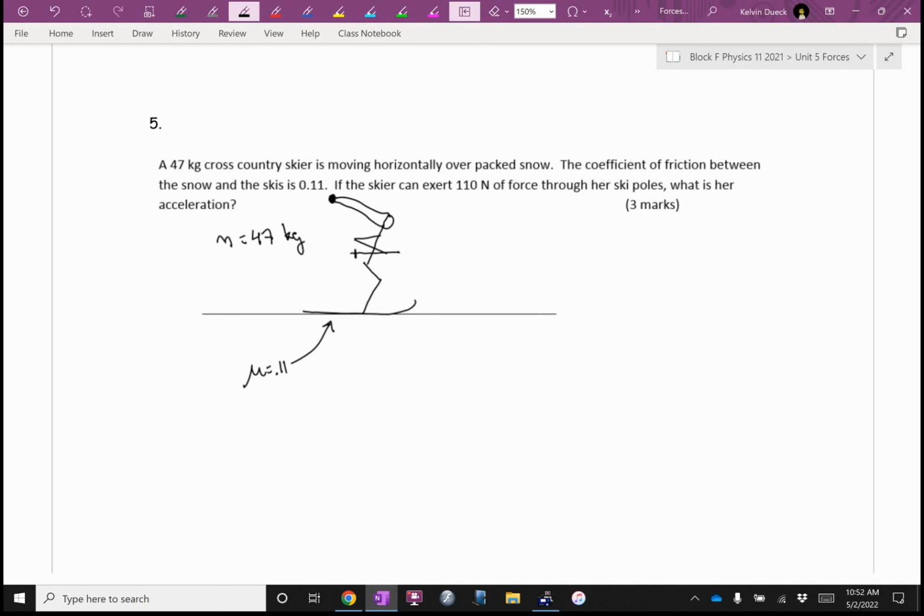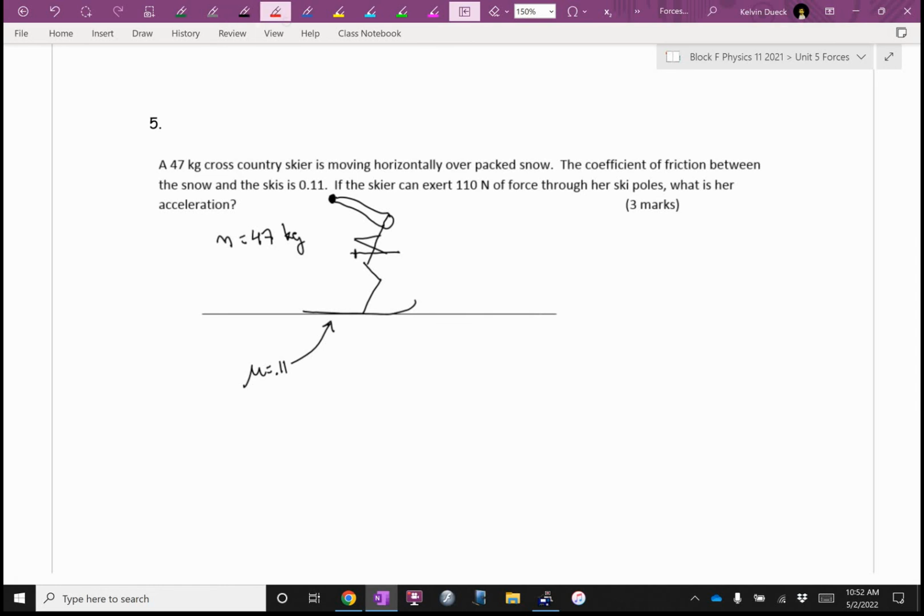Now, this is a bit complicated. I had somebody ask me this last day. They said, Mr. Dueck, you push backwards with your ski poles. Yeah, it's not your ski poles that make you go forward. This is very similar, Mallory, to when you're canoeing. You pull backwards on the water. Forces come in pairs. The water is what pushes you forwards. You push backwards on the snow. The snow is what pushes you forwards.